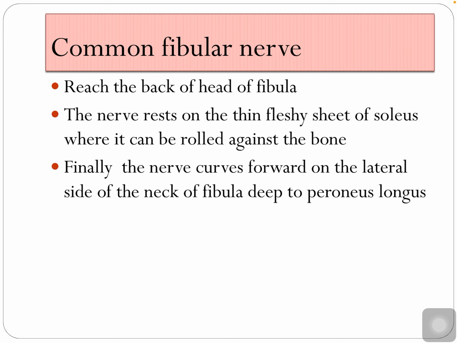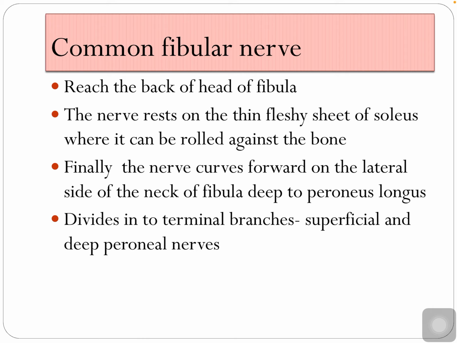Finally, the nerve curves forward on the lateral side of the neck of fibula deep to the peroneus longus muscle. So peroneus longus is a muscle of the lateral compartment of the leg. So now you should understand this nerve has entered the lateral compartment of the leg, where it divides into terminal branches, superficial and deep peroneal nerves. So now you should understand tibial nerve has entered the back of leg. This common peroneal nerve will divide into two terminal branches that will supply the other compartments of the leg.